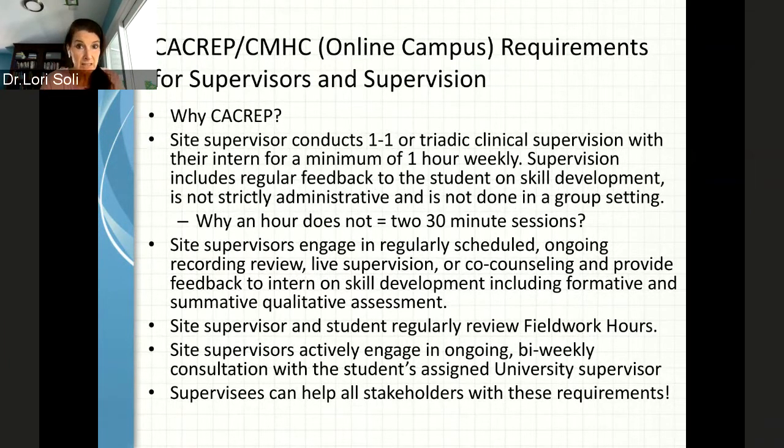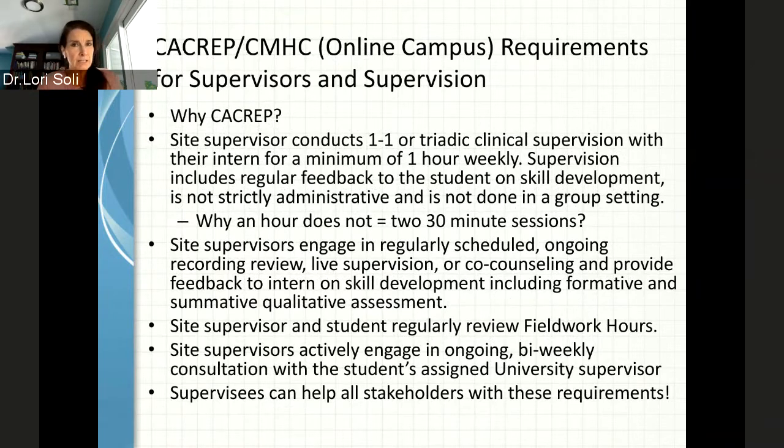Supervision, as it is defined by CACREP, includes regular feedback to the student on skill development and is not strictly administrative, and it cannot be done in a group setting. So if there are more than 2 students to one supervisor, it does not count as the individual requirement under the CACREP guidelines.